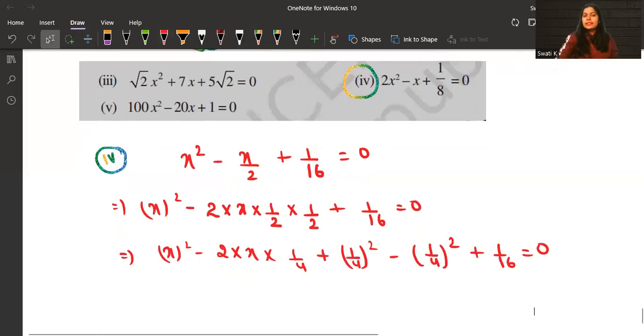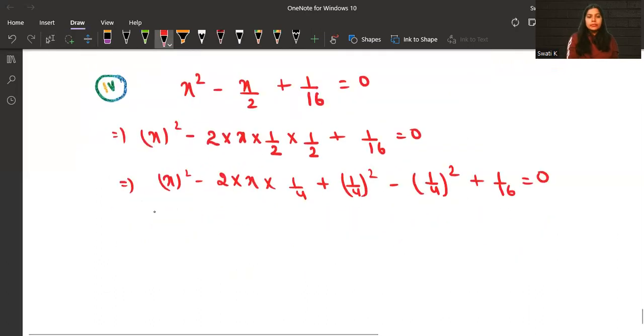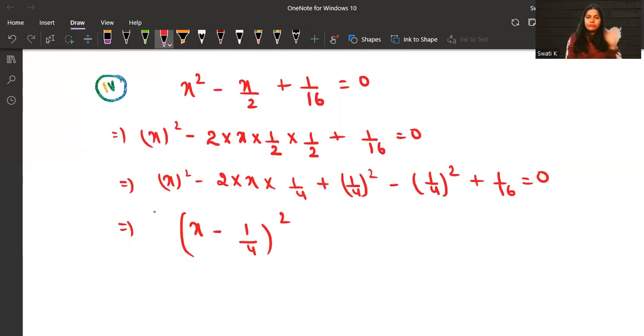Now let's solve this. This will become a minus b, because here we have the formula a square minus 2ab plus b square. So this will become a minus b whole square, which is x minus 1 upon 4 whole square. And if you shift this, this will become 1 upon 16. Oh, very nice. We are getting something interesting. This will become plus 1 by 16 and this will become minus 1 by 16.